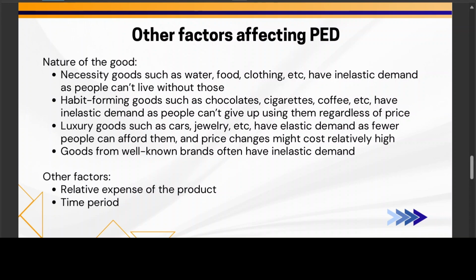And the next one is luxury goods, such as cars, jewelry, houses, airline tickets, ship tickets. They are always very expensive and they always have elastic demand, as fewer people can afford them, and any price change in those costs might be very huge relative to average people's income. So any price change might cause a very big quantity demanded loss. So that means they have elastic demand.